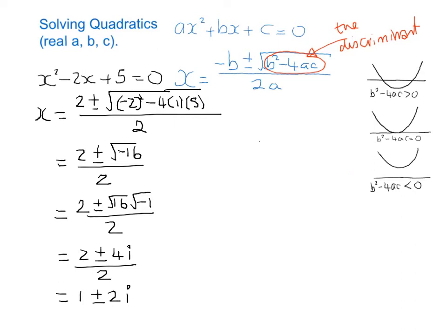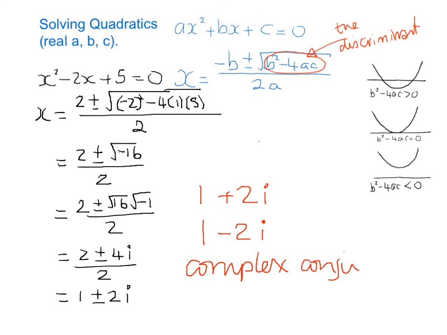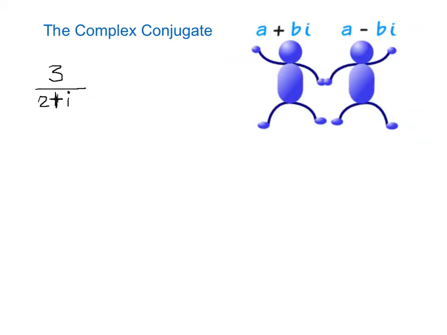Now, you might have noticed that the solutions have come out with the same real part, 1, and then one of them is plus 2i, and the other one is minus 2i. Now, this isn't a coincidence, and these are a special pair of complex numbers called complex conjugates, and the roots of a quadratic equation, if they're complex, will always come out as complex conjugates. Complex conjugates have got the same real part, but their imaginary part has the opposite sign, so from positive to negative and vice versa.